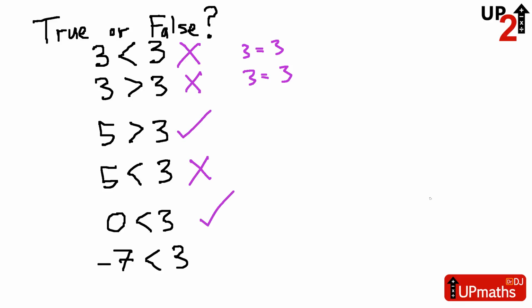Is minus 7 less than 3? I actually stumbled on this earlier. Do you remember? There's 3. There's minus 7. Okay, yeah. It's to the left on the number line. So correct. Minus 7 is less than 3.